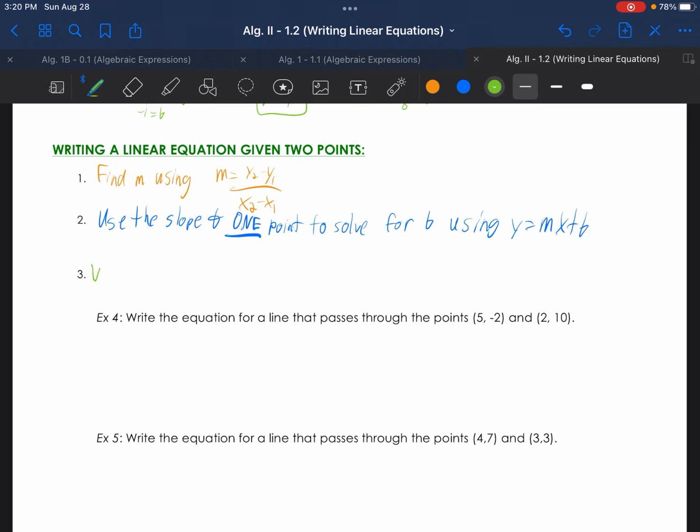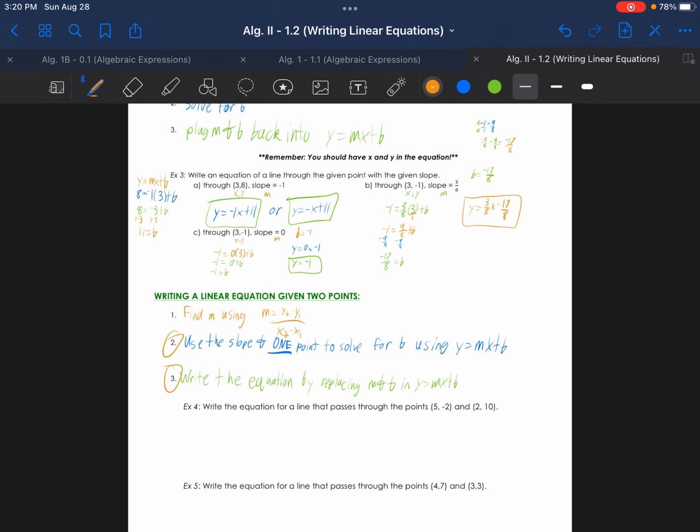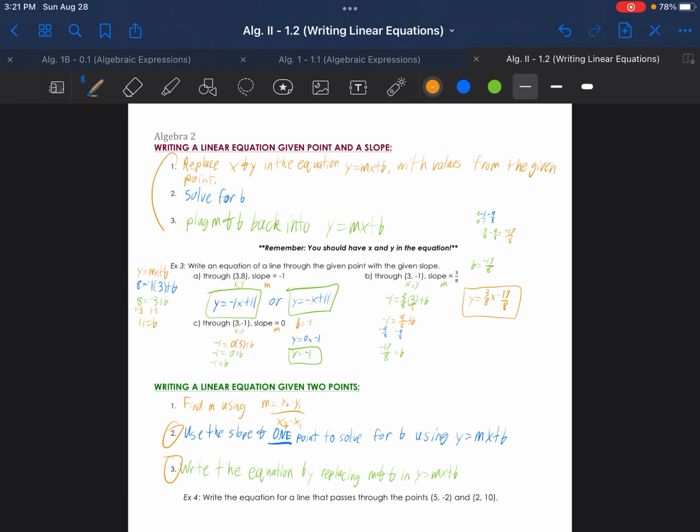And 3, finally write the equation by replacing m and b in y equals mx plus b. Now I want to point out that steps 2 and 3 are what we did here. Step 2 specifically is steps 1 and 2 combined from earlier.